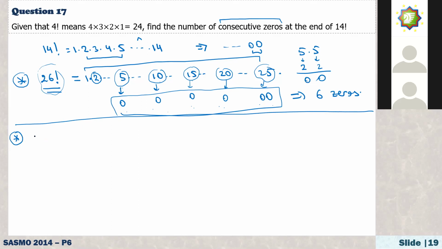The same question. Now, what do you think? How many zeros will there be at the end of this number? 55 factorial. You have 2 minutes only. Very easy question.